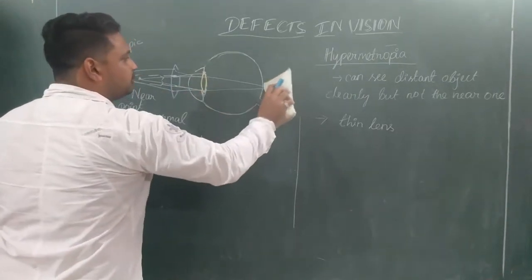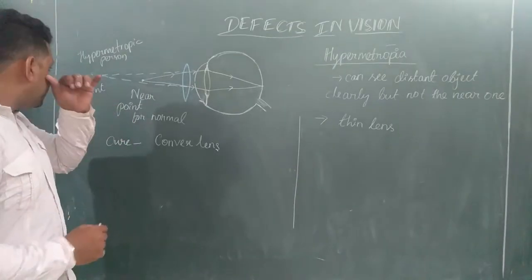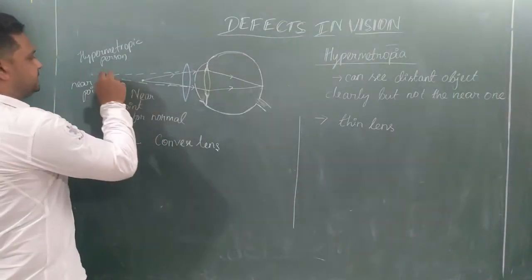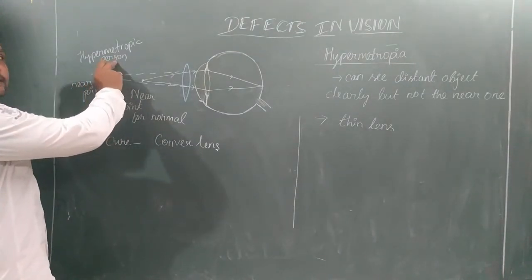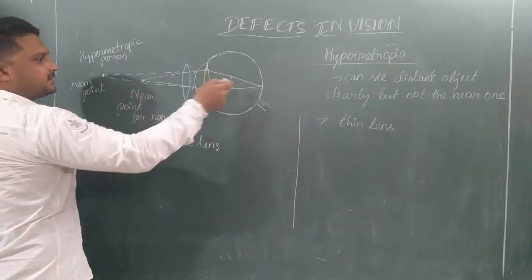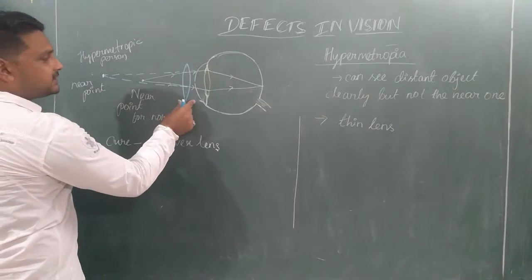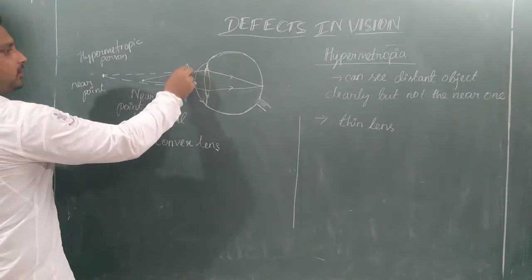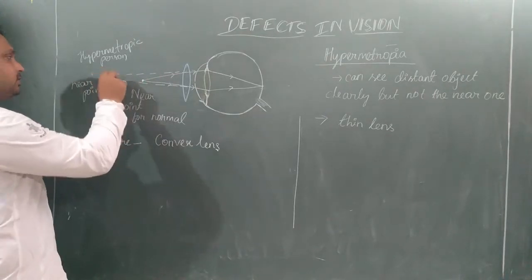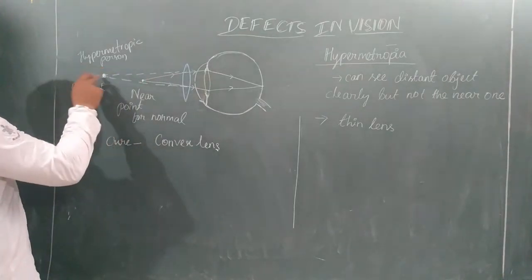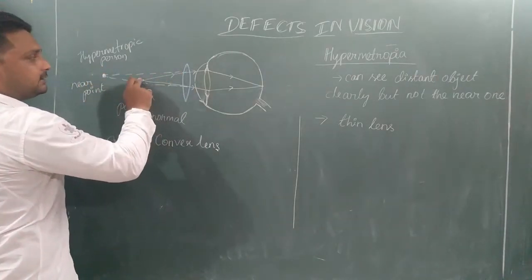Let me make it a little bit clearer to you. You can see here, this is actually the nearest point for a hypermetropic person. So when the object was here, we cannot see it because the image was formed beyond the retina. So when we place a convex lens in front of the eye, the convex lens forms a virtual image of this object near the distinct point or after the nearest point. So this helps in forming this image.